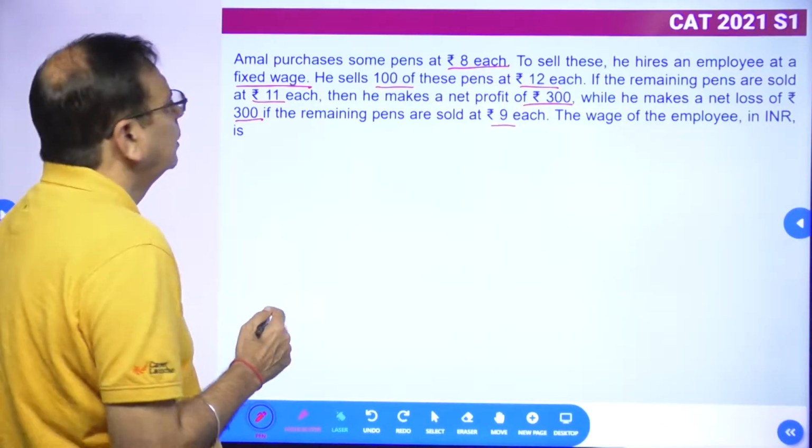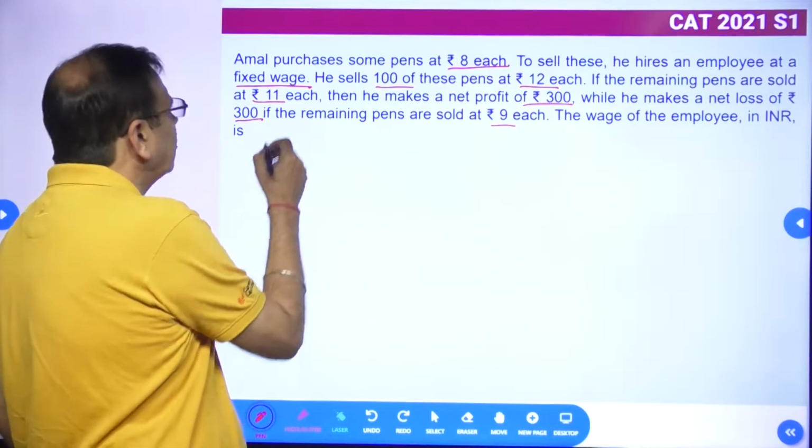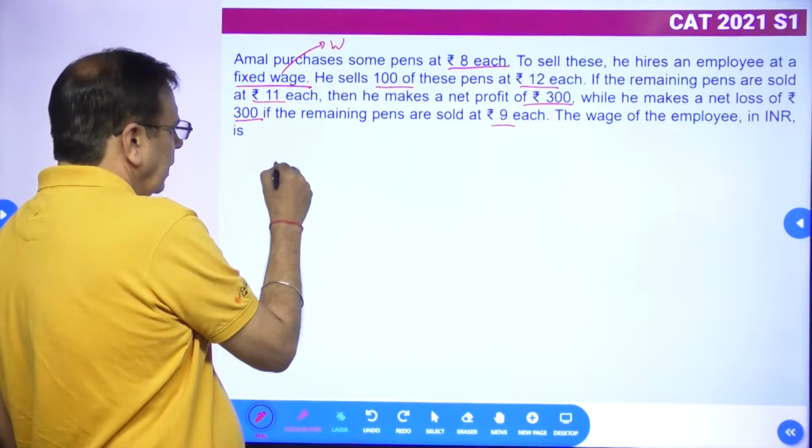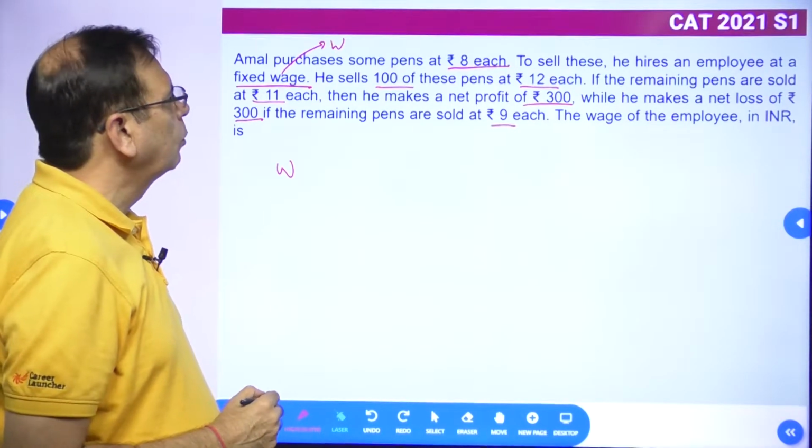Now, he purchases some pens at 8 rupees each. To sell these, he hires an employee at a fixed wage. Let me say the wage is W. The employee is paid W rupees. He sells 100 of these pens at 12 rupees each.